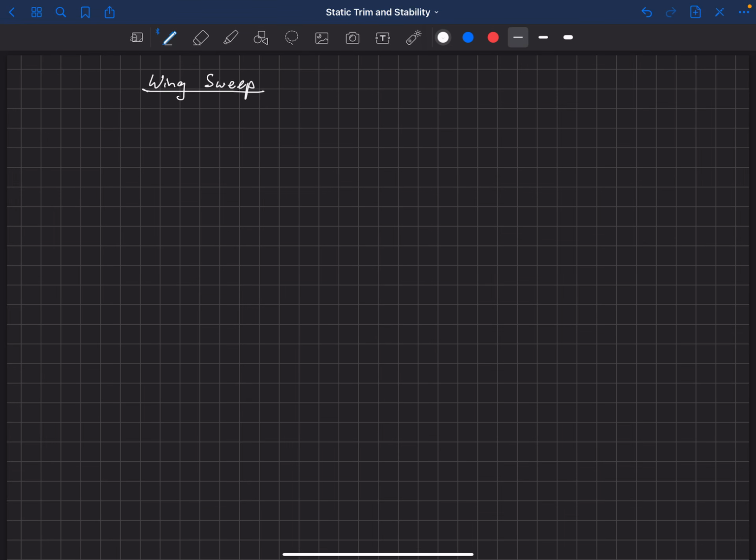Let's now talk about the effect of wing sweep. So I'm going to draw an aircraft here with a swept main wing and pretend like those two wings are symmetrical. And then we've got a side slip angle here, so V infinity, and that's beta.